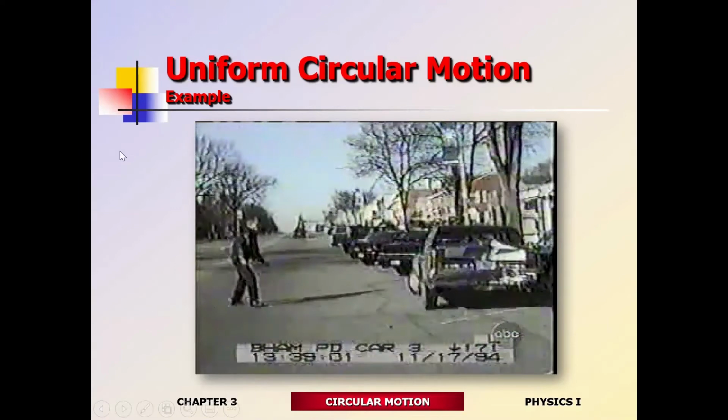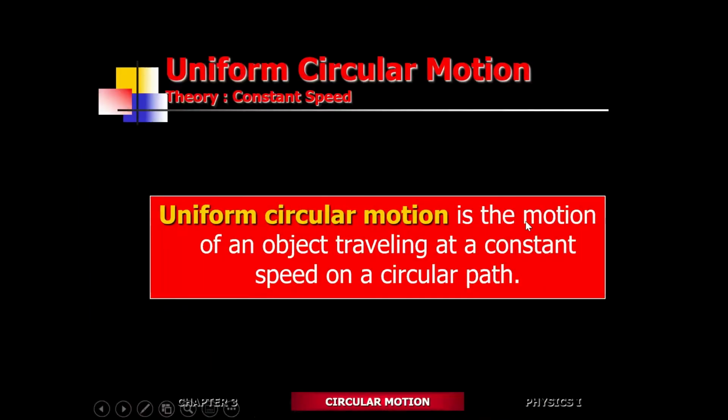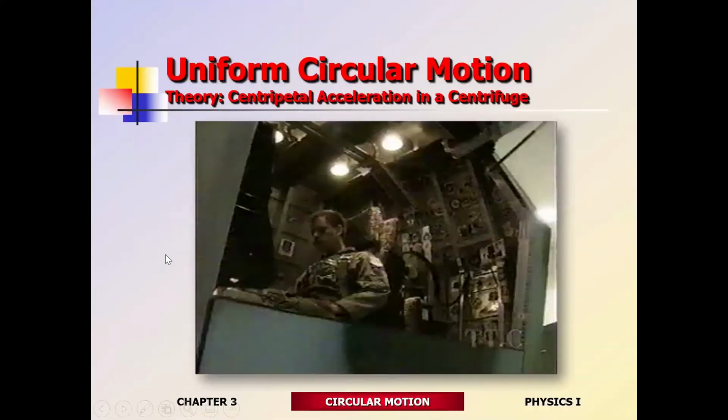All right, so uniform circular motion means something is moving in a circle at a constant speed. So the motion is occurring at a constant speed in a circle. That's what it means.